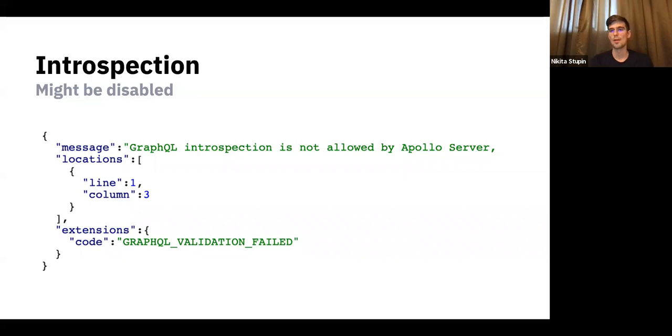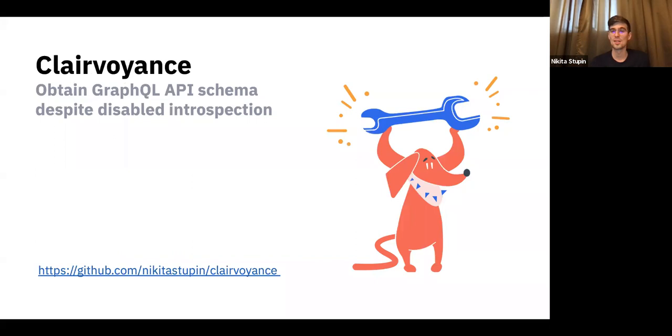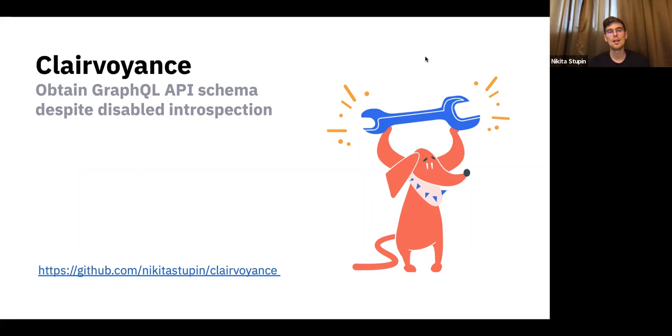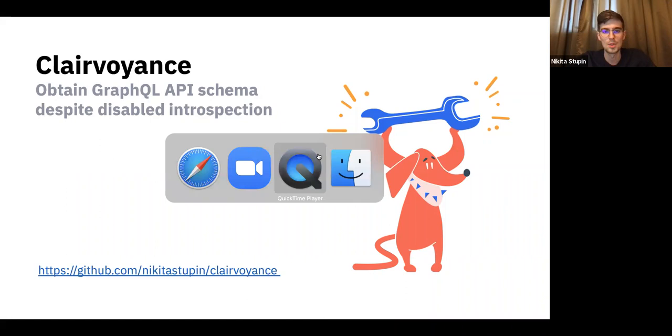It turns out that the answer is yes, because of the tool that I'd like to present to you. It's an open source tool. You can find it at the link below. This tool is called Clairvoyance. Basically, it allows you to obtain a GraphQL API schema despite disabled introspection. So let's take a look at how it works. We will have another demo.